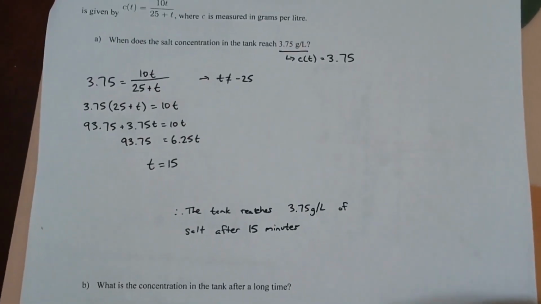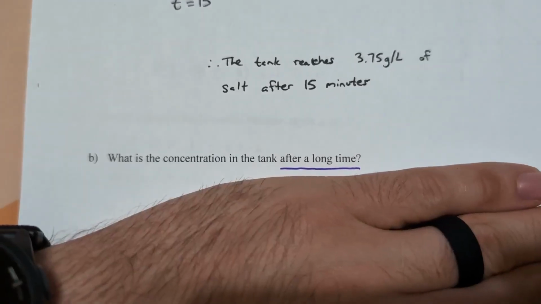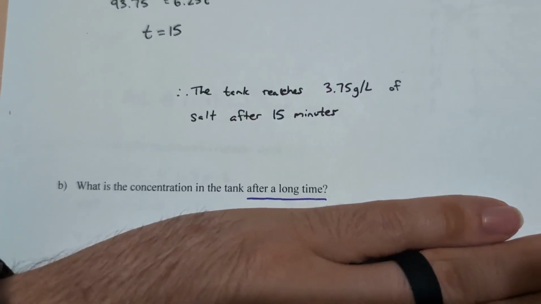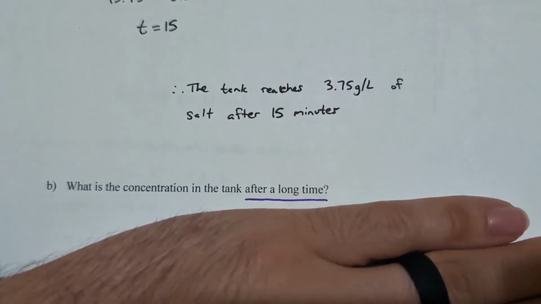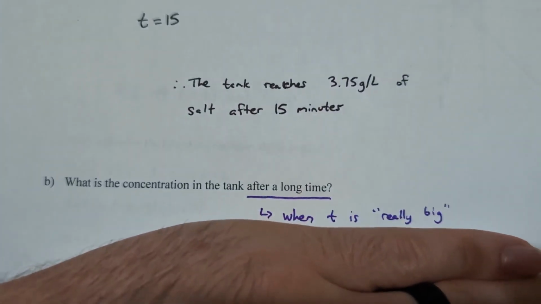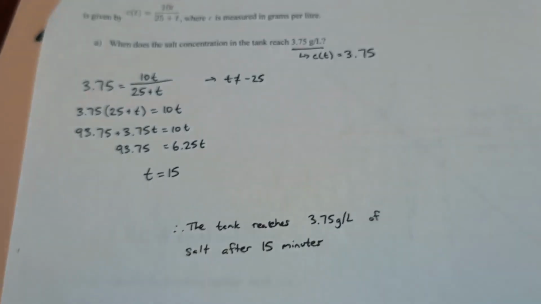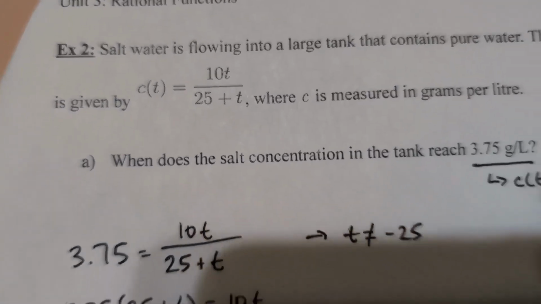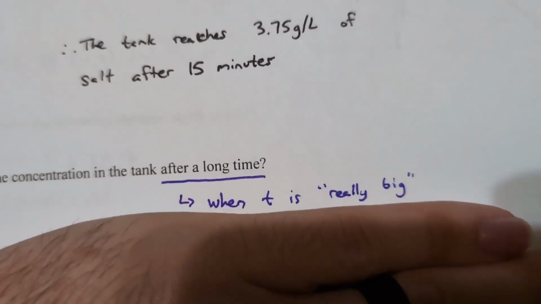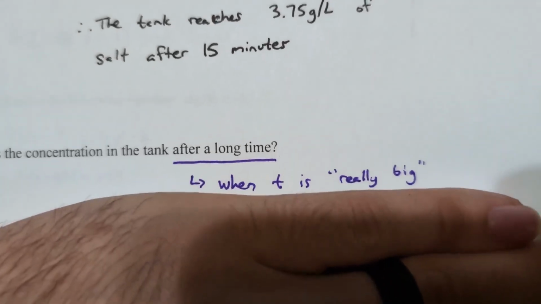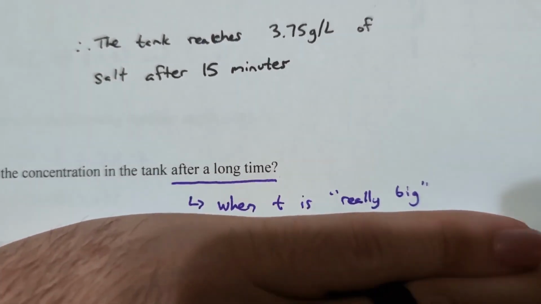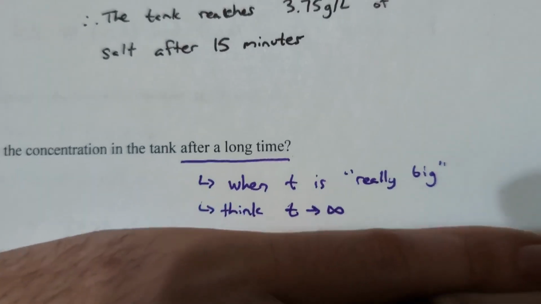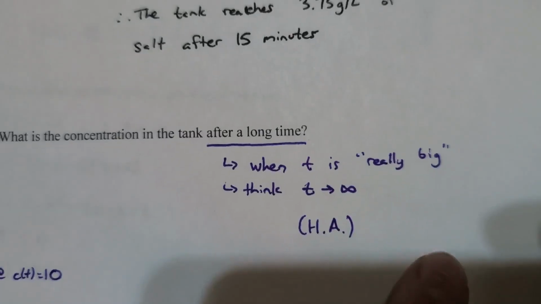And we got one more question here. So this one here, what's the concentration in that tank after a long time? Well, in math, when we talk about a long time, think of when t is really big. So when the t in this equation up here is really big, what is happening? And for a rational equation, when we talk about what happens as our independent variable gets really big, positive, or really small, like a really big negative, think t approaches infinity, which is really your horizontal asymptote.